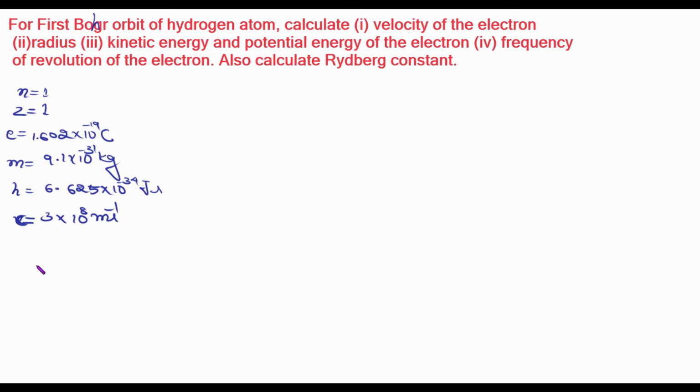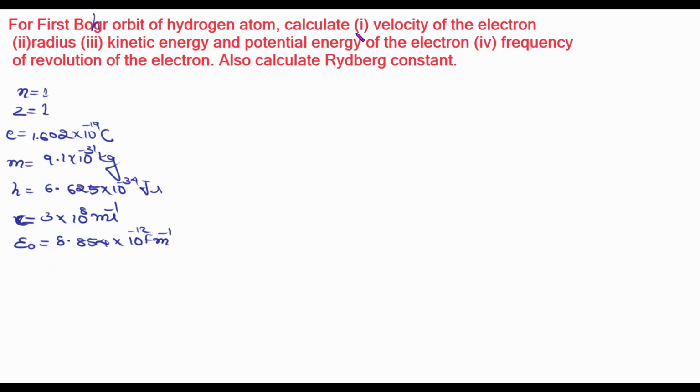And the permittivity of free space, which is epsilon naught, is equal to 8.854 into 10 to the power of minus 12 farad per meter. So these are the things which you need to know to solve this numerical: the electron charge, mass, the Planck's constant, velocity of light in vacuum, and permittivity.